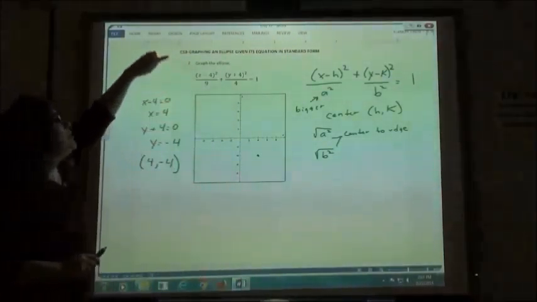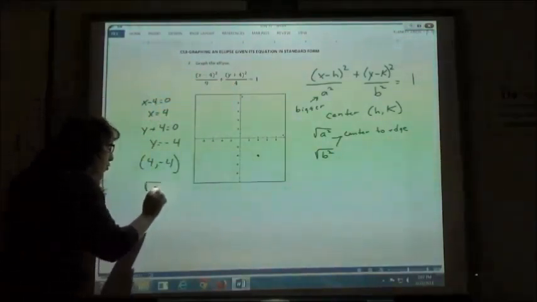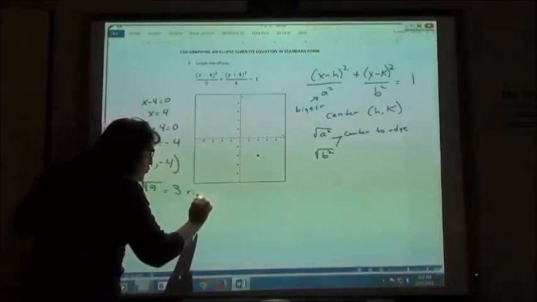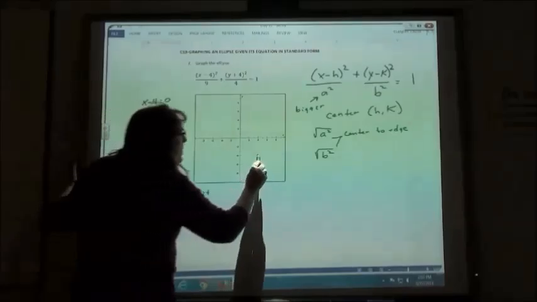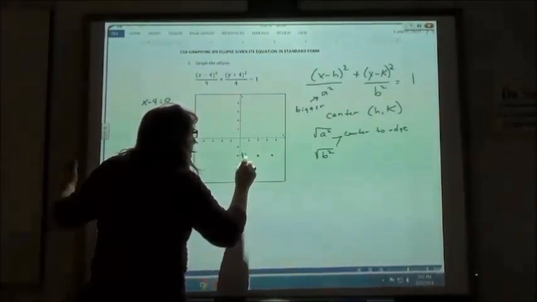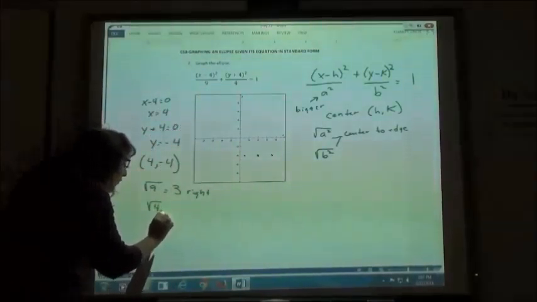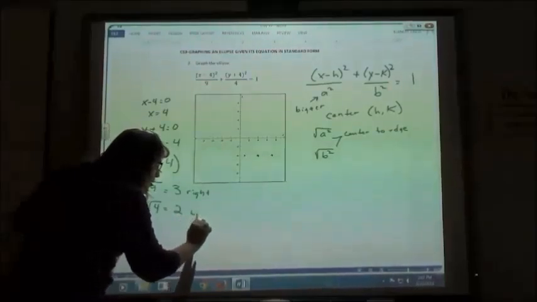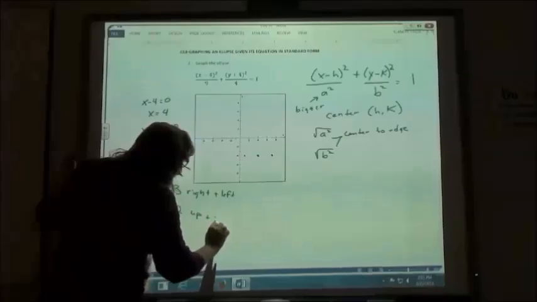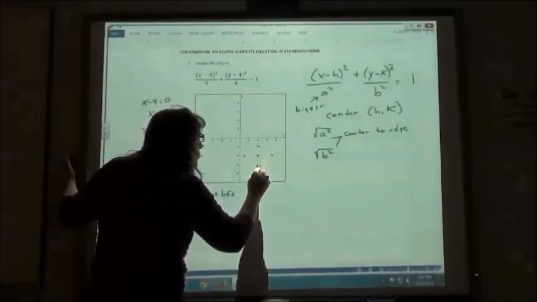Then what I'm basically doing is taking the square root of this number and the square root of this number. The square root of 9 is 3. Since this is under the x, I'm going to go to the right 3, 1, 2, 3, and also to the left, 1, 2, 3. Under the y, I'm going to do the square root of 4, which is 2, so that's your up and down. So I'm going to go 1, 2 up and 1, 2 down.